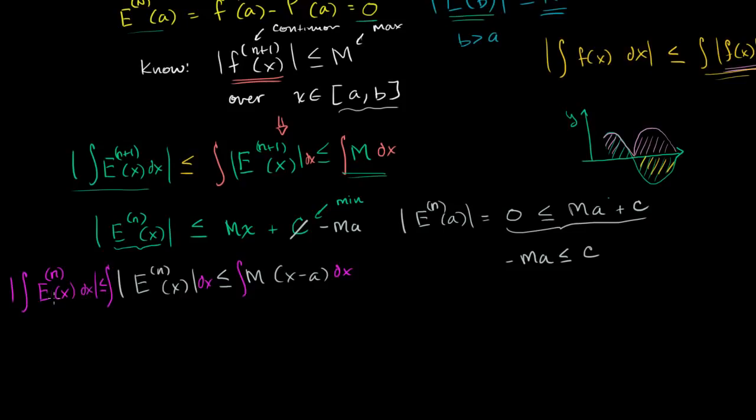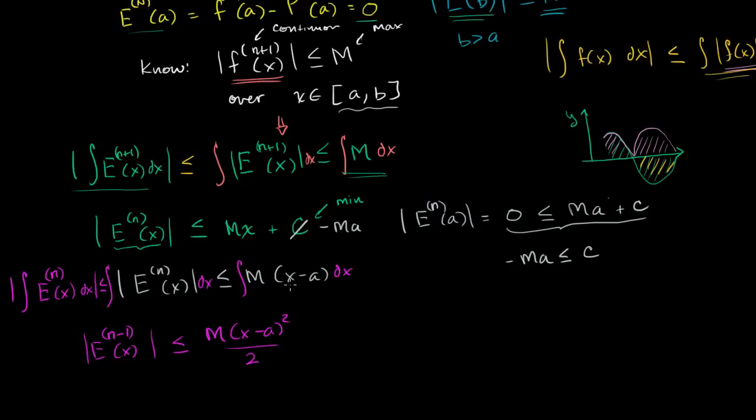And this is useful because this is just going to be the n minus 1th derivative of our error function of x. And of course, we have the absolute value outside of it. And now this is going to be less than or equal to this, which is less than or equal to this right over here. The antiderivative of this right over here is going to be m times (x minus a) squared over 2.